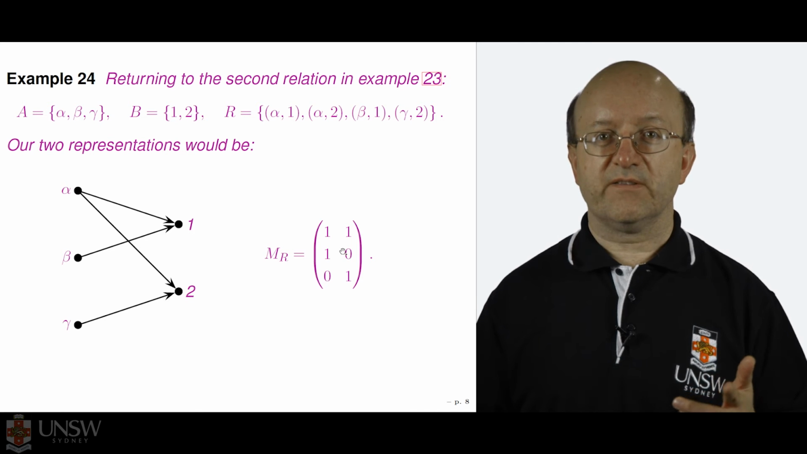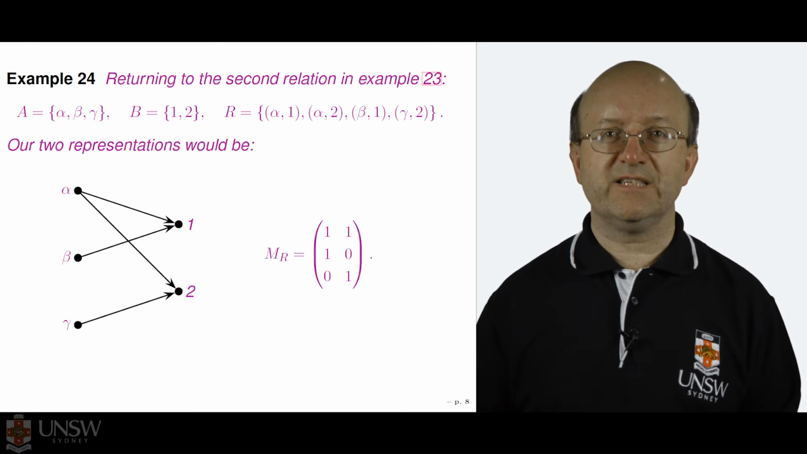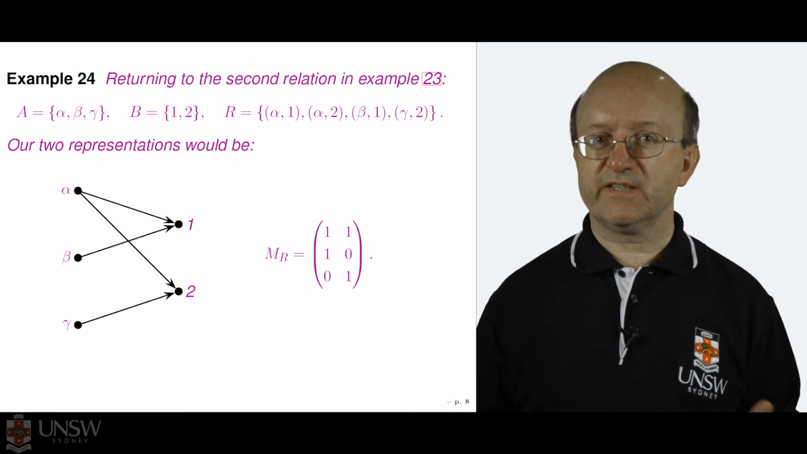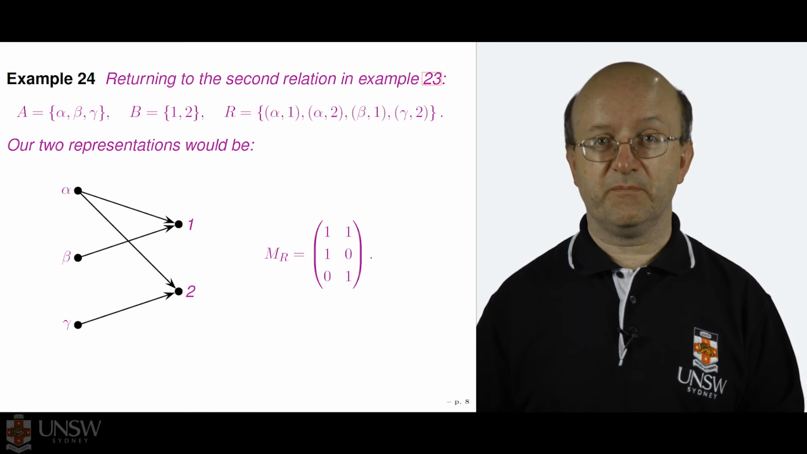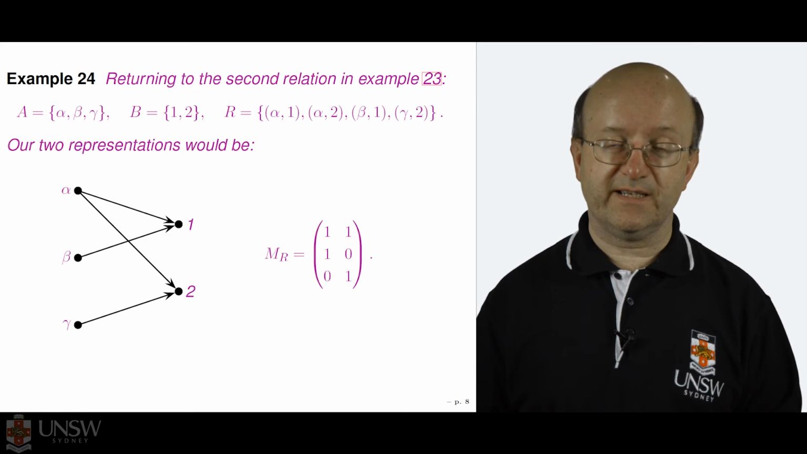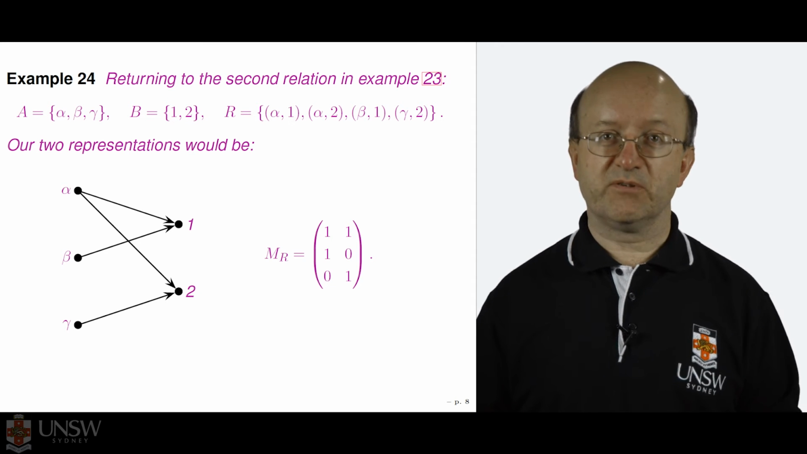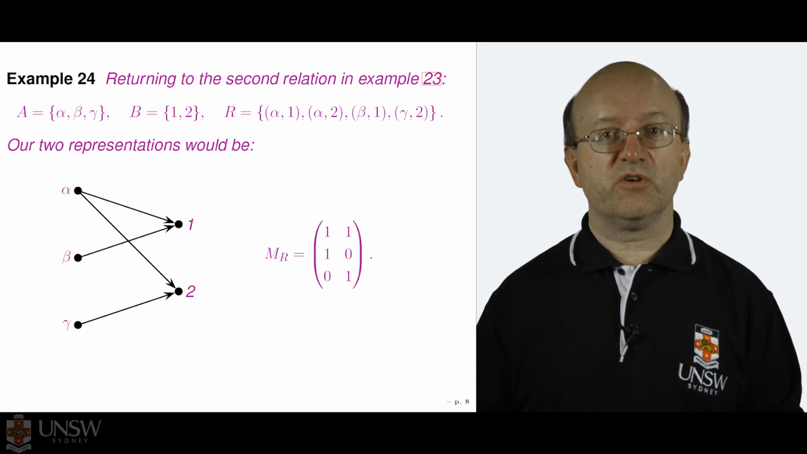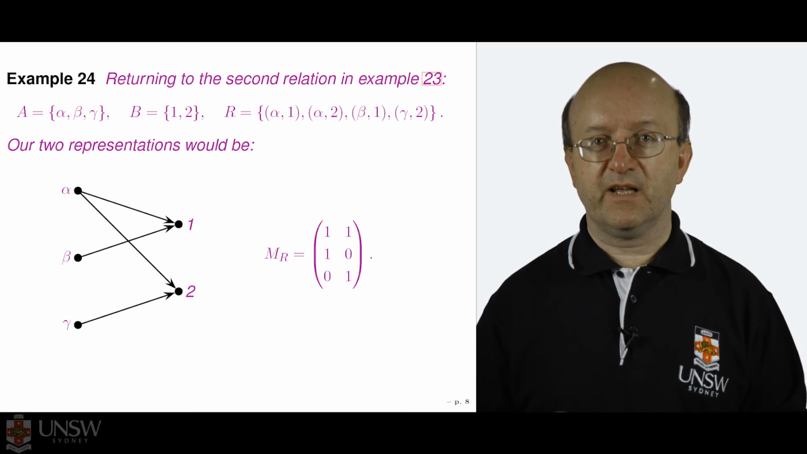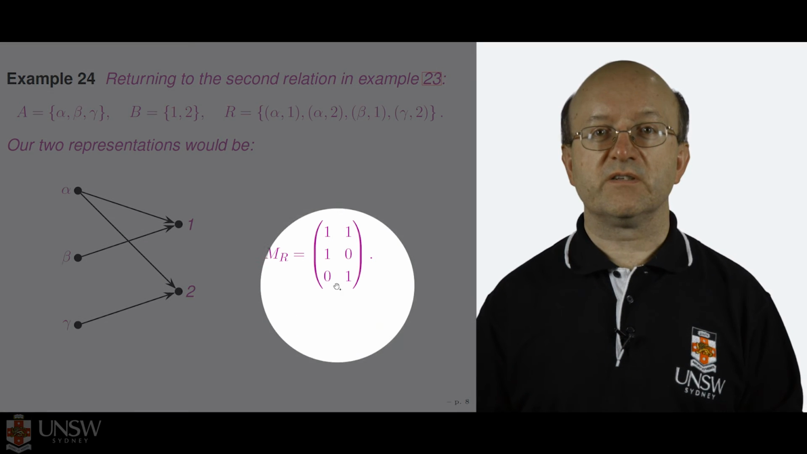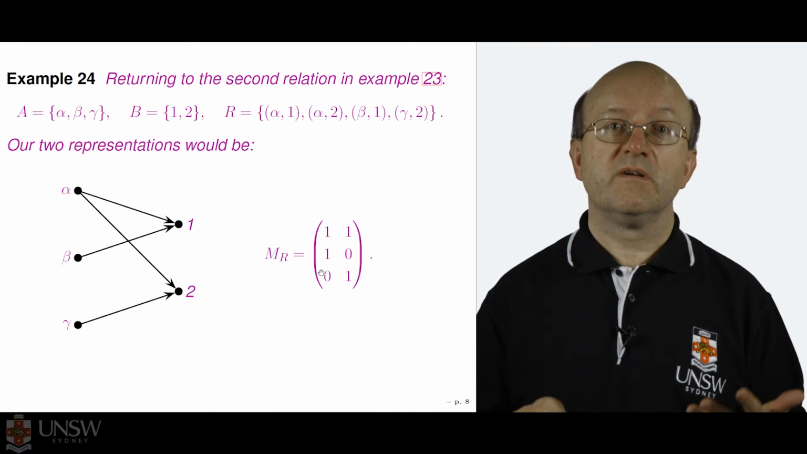When we now turn to looking at the second row, well, that's the row corresponding to beta. Well, beta is only related to 1, so the only 1 that there is in the second row of the matrix is the one in the first column that corresponds to beta being related to 1. And there's a 0 in the other entry because beta is not related to 2. And finally, in the third row, well, gamma is related to 2. That's the only thing gamma is related to. So that's why we've got a 1 in the third row, second column, and a 0 in the third row, first column, because gamma is not related to 1. So that matrix there is our matrix representation of the relation given the order of the elements that we talked about earlier.